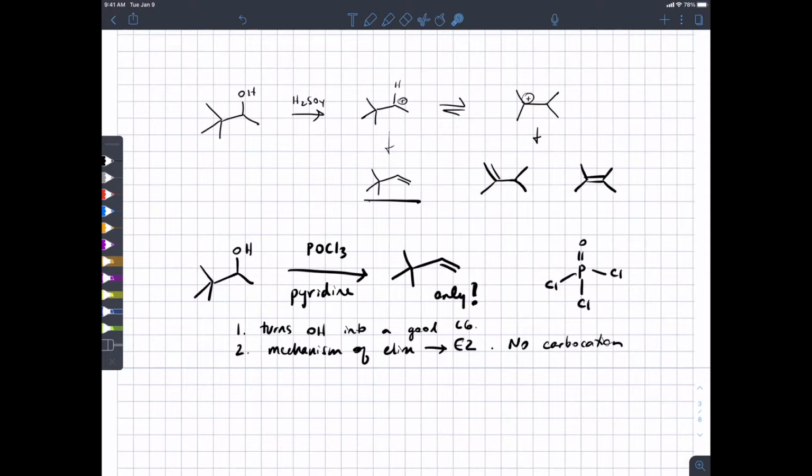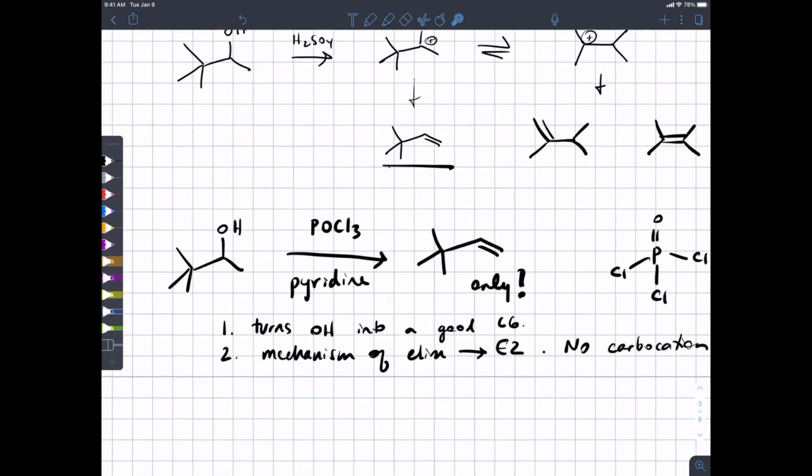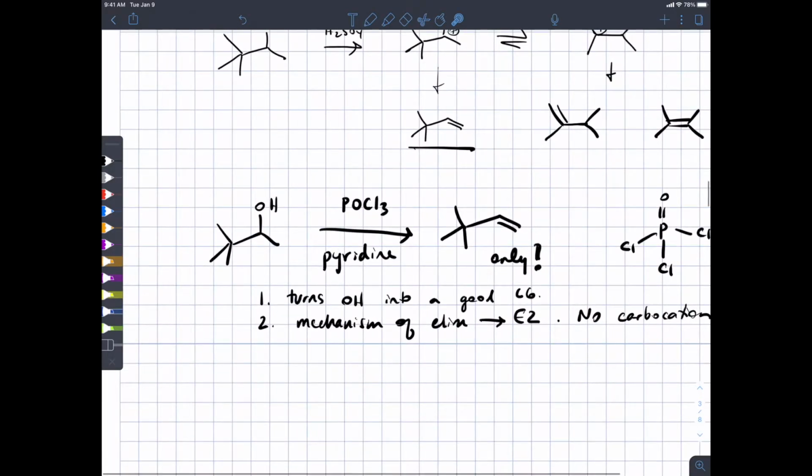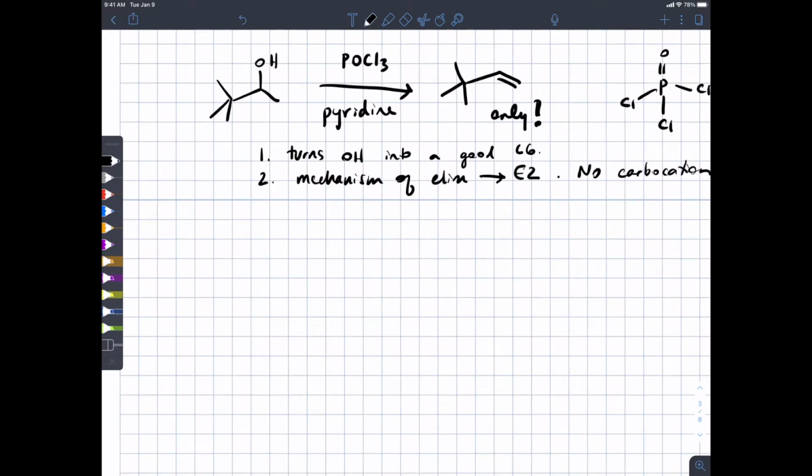Any other questions? Yeah. So for the stereochemistry with this, are there any inversions? There's no inversion, in part just because it's an elimination. So what happens is, I'll maybe draw the intermediate. So this is the intermediate.